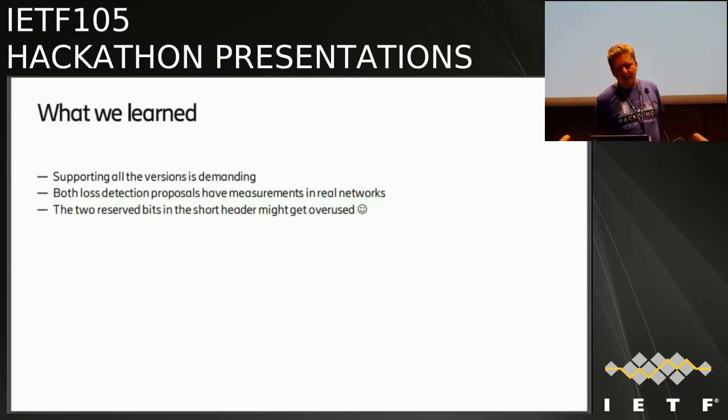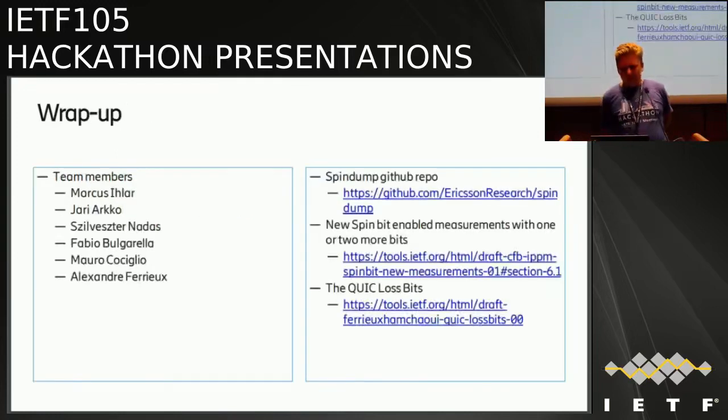We see that both these loss detection proposals have measurements in real networks, and we hope to be able to facilitate more measurements of this. But yeah, problem is that we only have 2 reserved bits, and 2 reserved bits for 2 proposals is quite not that much. So this was done with me, Mark Stiller, Jari Arko, Sylvester, Fabio Mauro, and Alexandre. You can find our tool, the spin dump, at GitHub, and the new measurements proposals you can find at these links. So yeah, that's it.